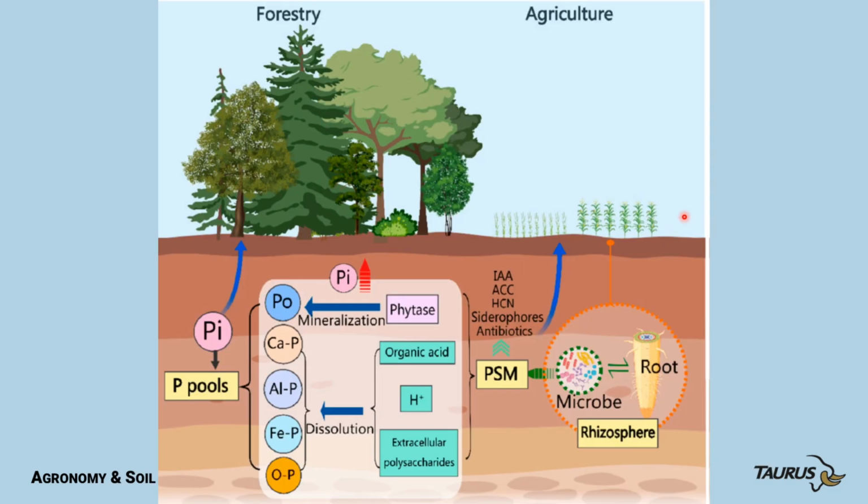Phosphorus is always a key problem because it's so tied up in the soil by calcium, aluminum, iron, and organic products. So we know that there are phosphorus solubilizing microbes, that's what PSM stands for, that will produce organic acids and polysaccharides and hydrogen that will dissolve these and pull them off with the cation exchange, the cations. And then the plants put out phytases, which break down, or mineralize, the phosphorus from organic matter and release it into the so-called P pool, which is then available to the plant.